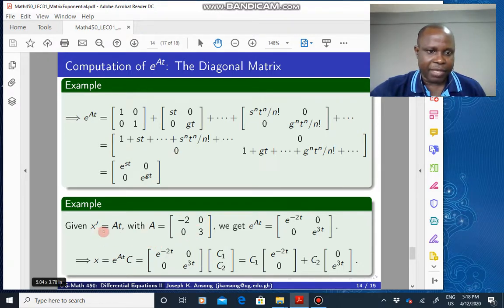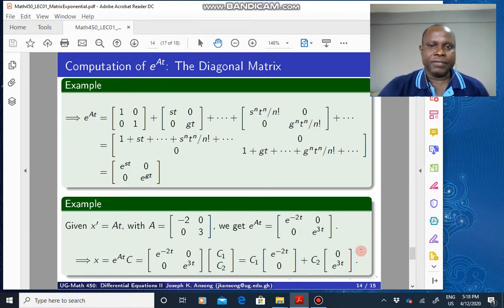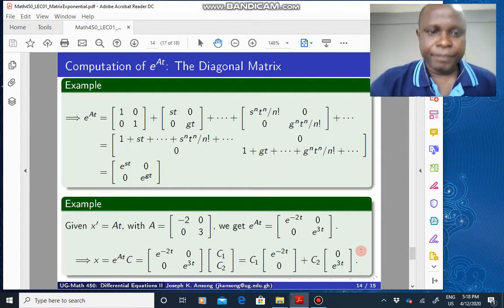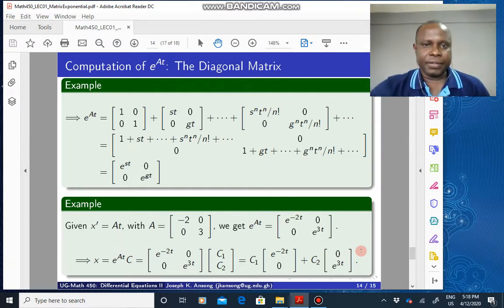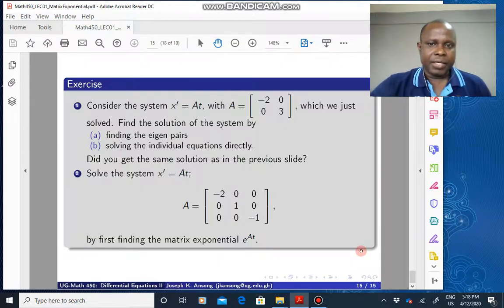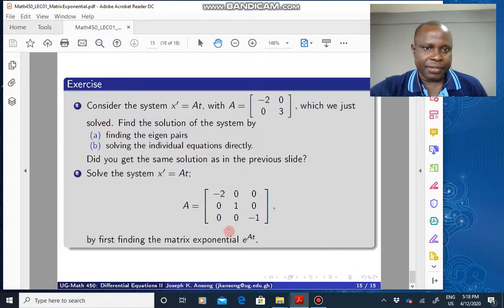If I have a system x prime equals Ax, where A is given by this diagonal matrix, the matrix exponential is just given by, I multiply this by t and have e to the power negative 2t, e to the 3t along the main diagonal. And the solution will just be the matrix exponential multiplied by a constant vector, which you can split as this, and that gives you the solution. All right, so that is relatively easy, and so you can look at these exercises.